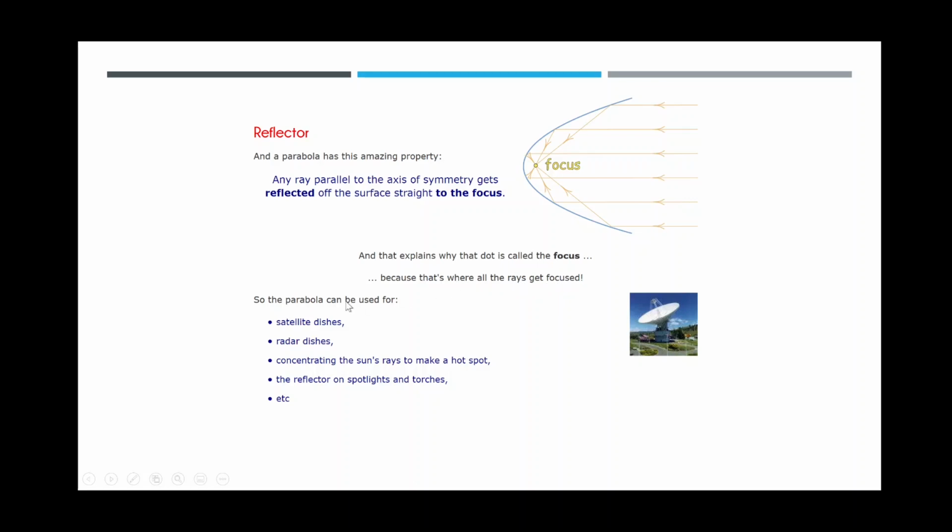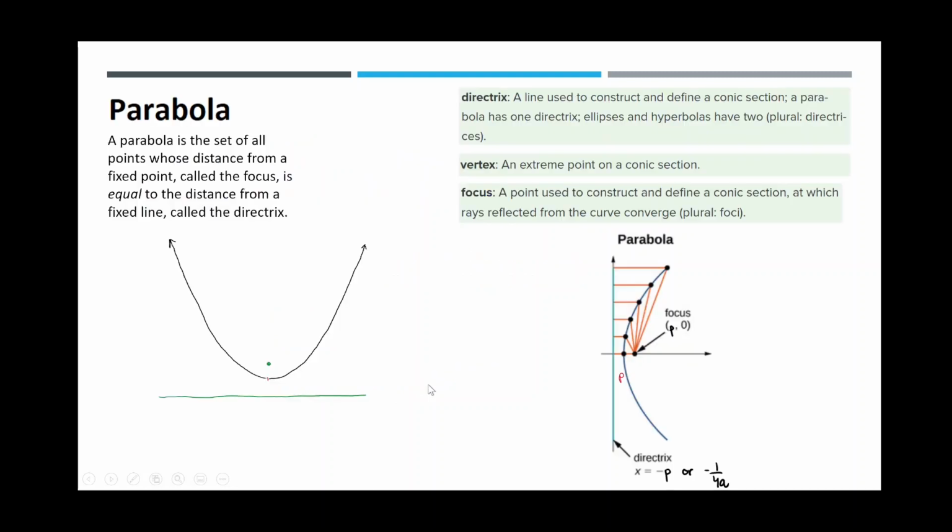So where is this used? Satellite dishes, radar dishes, concentrating the sun's rays to make a hot spot, the reflector on spotlights and torches, etc. Let's start with some definitions. Vertex and focus point we've seen before. Now we're going to read a little bit about the directrix.